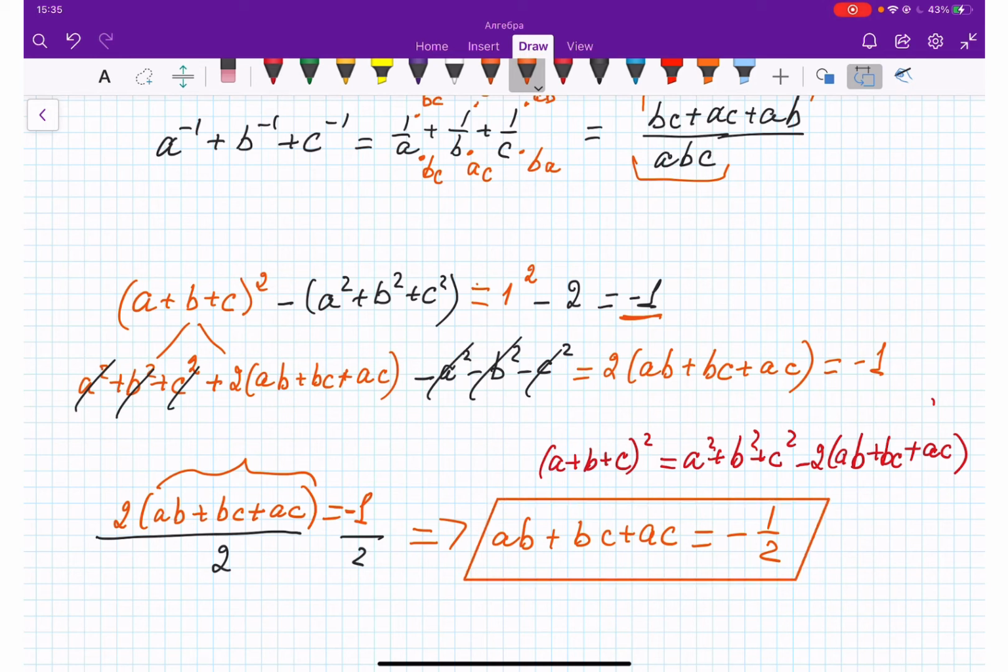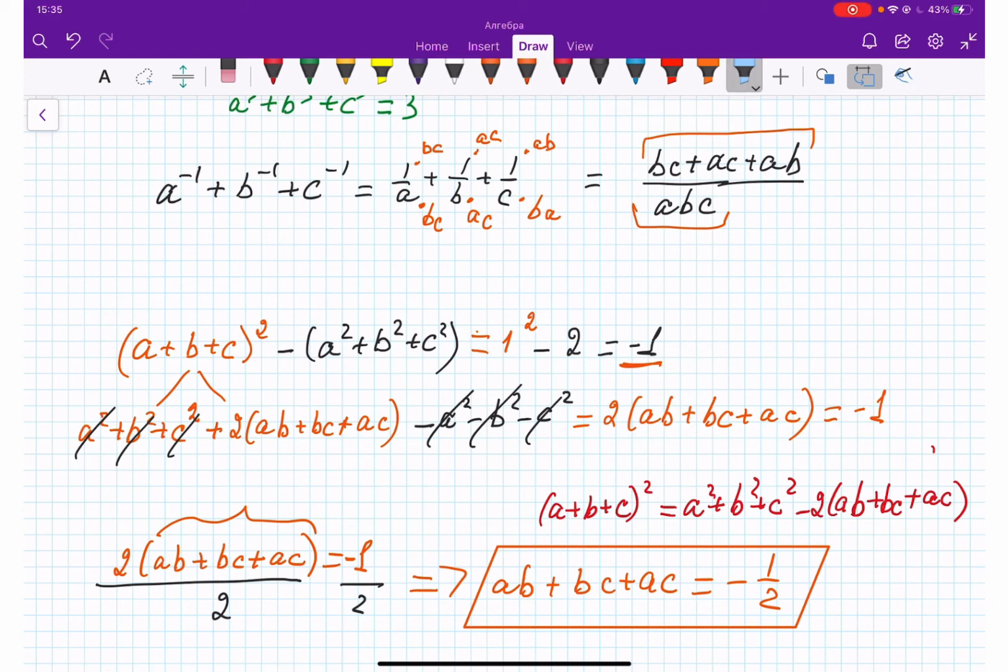Okay. So this is our first part. See, here we have BC plus AC plus AB is negative 1/2. Much more interesting, and complicated, is going to be finding the product ABC. So let's go for it. The journey is starting here.